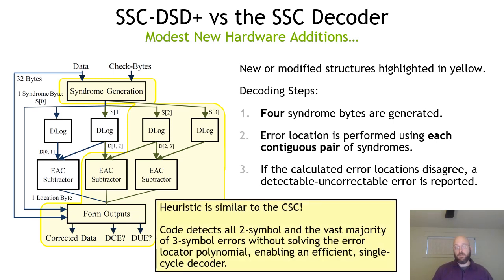This heuristic approach to multi-byte error detection is conceptually similar to the correction sanity check. By checking for agreement between the 3 syndrome pairs, SSC-DED is able to detect all 2-byte and the vast majority of 3-byte errors without resorting to the expensive traditional way of performing multi-symbol Reed-Solomon error detection and correction, which requires the decoder to solve a system of polynomial error locator equations. By avoiding this expensive algebraic decoding procedure, SSC-DED is able to operate using an efficient single-cycle decoder.